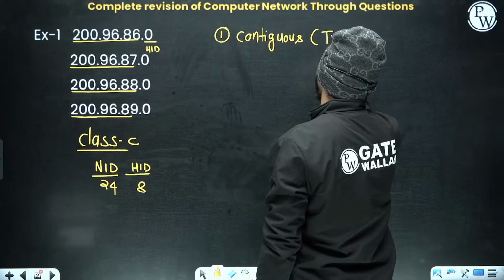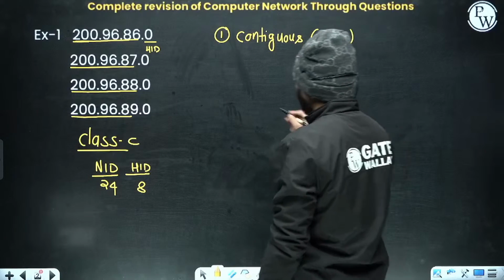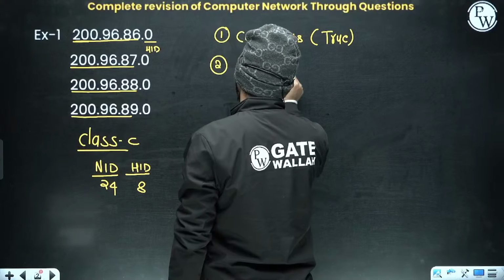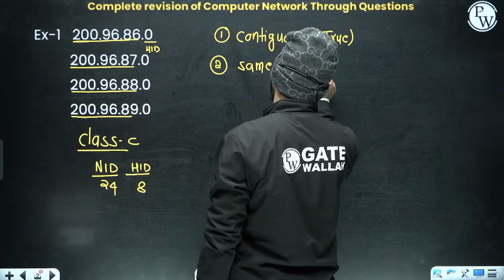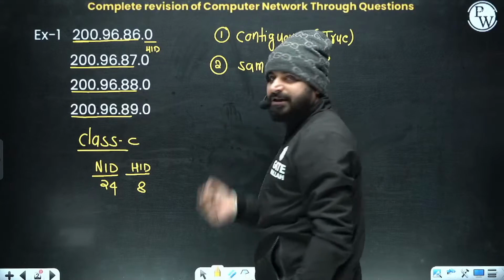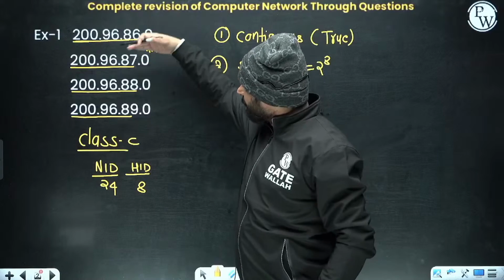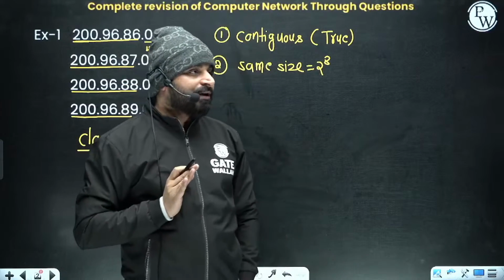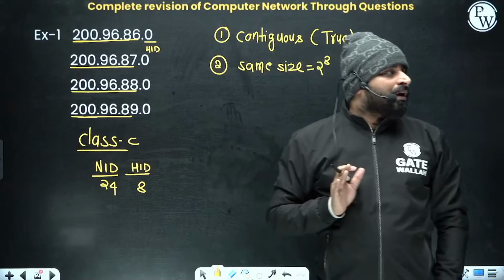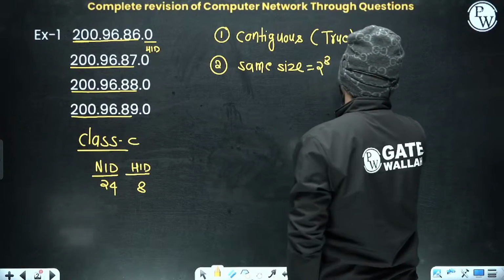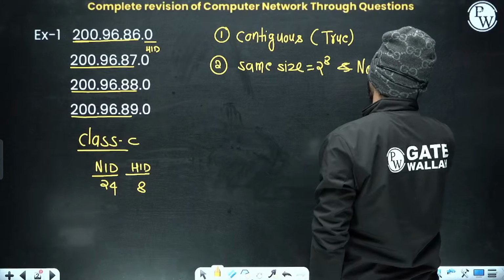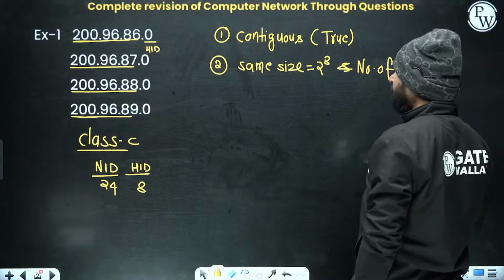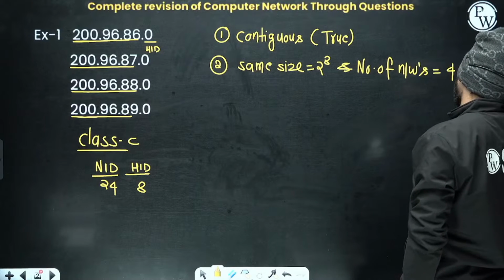If it is true, we move to the second rule. What is the second rule of supernetting? Same size. All are class C, so yes, same size, 2 power 8. Class C host ID is 8 bits, so all these networks have 2 power 8 IP addresses. Is it clear? And the number of networks is 4, which is also 2 power 2.